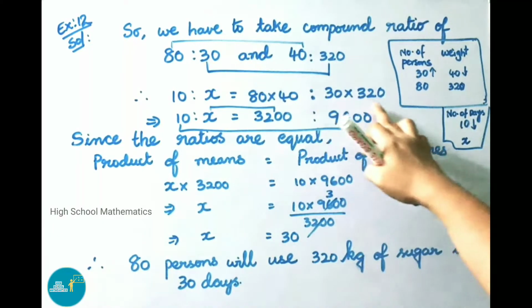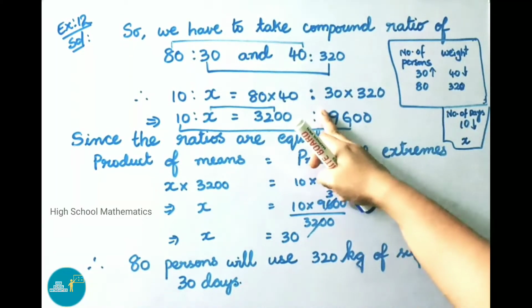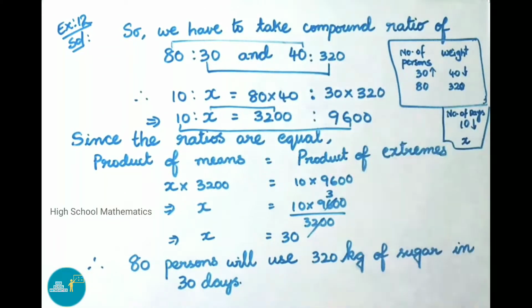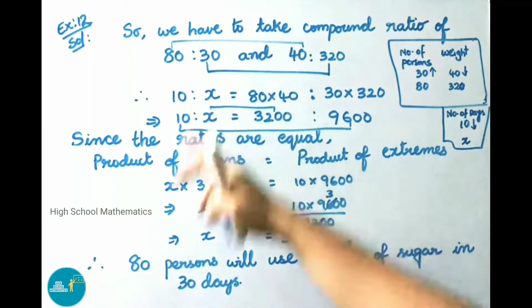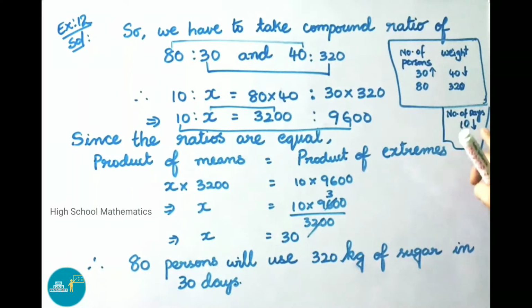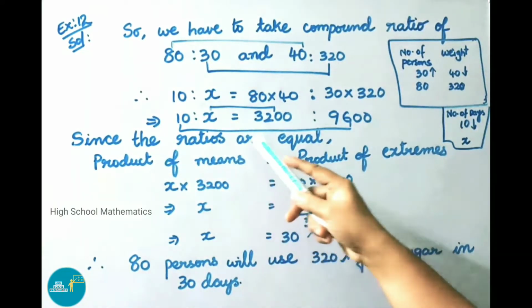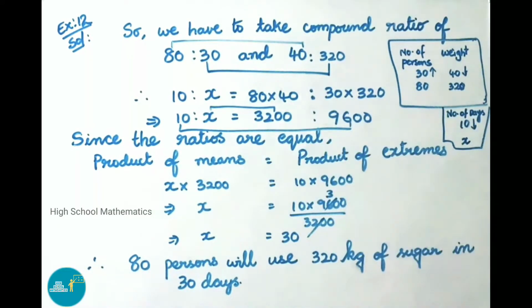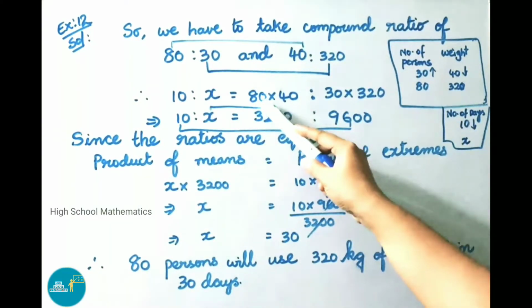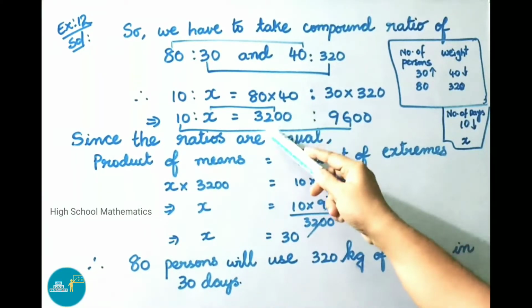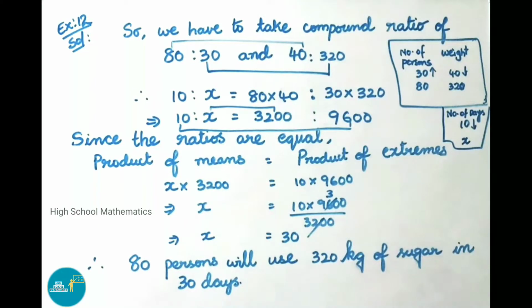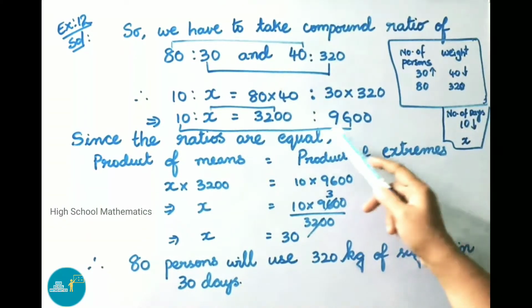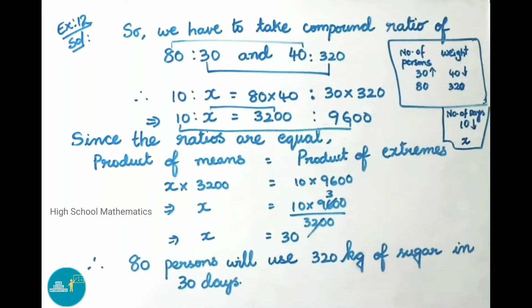Here we have taken the compound ratio 80 into 40 is to 30 into 320. That is equated with the last column, which is indicated with a downward arrow. So take these values as 10:x. That implies 10:x is equal to 80 into 40, that is 3200, is to 30 into 320, that is 9600.